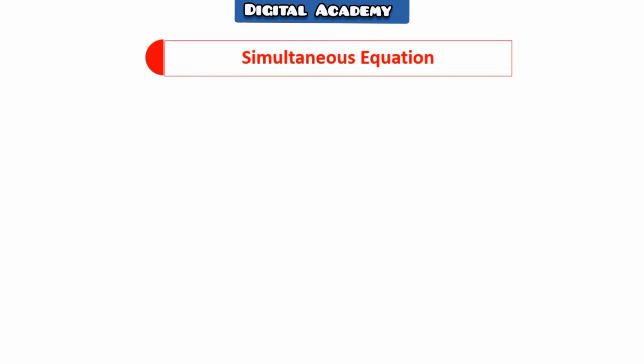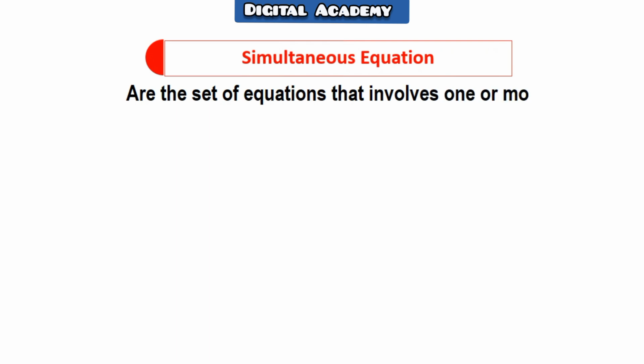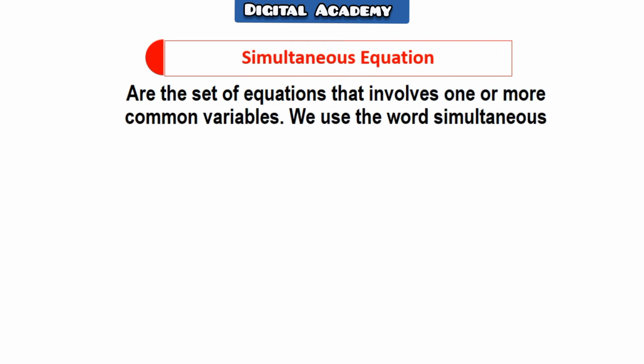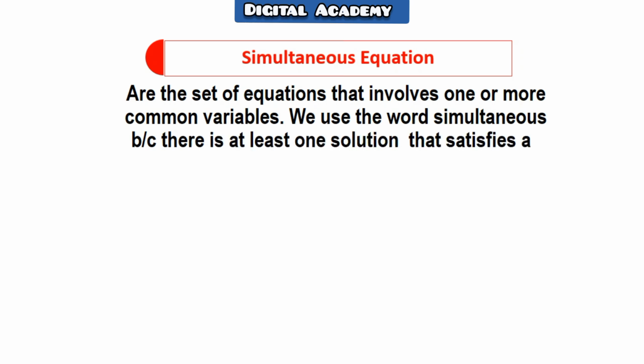Simultaneous equations are a set of independent equations that involve one or more common variables. We use the word simultaneous because there is at least one solution that satisfies all the equations at the same time. There are three methods to solve simultaneous equations. No matter which method is used, each method will lead to the same answer.